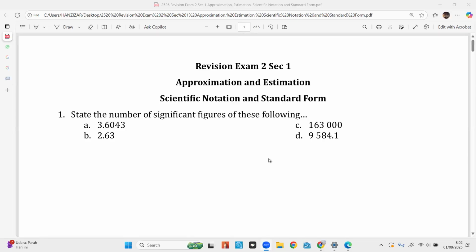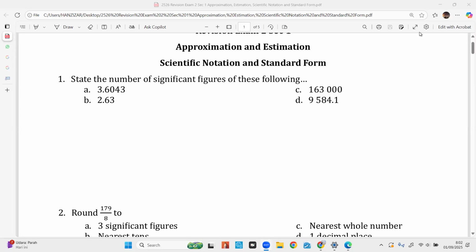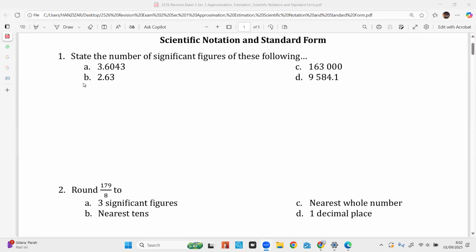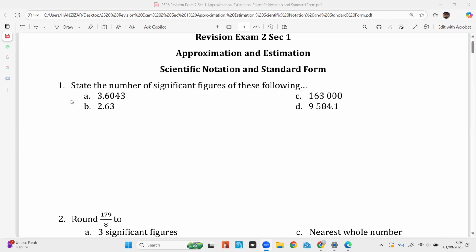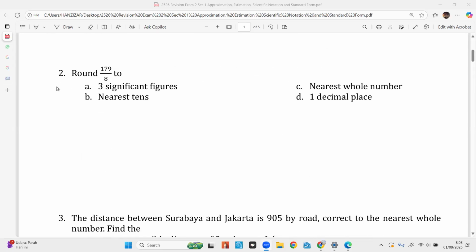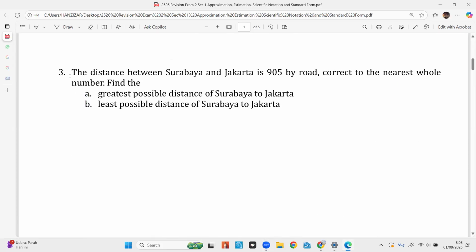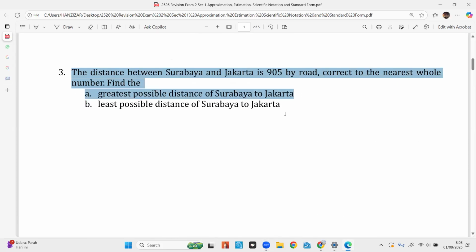Okay, guys, so today we are doing our revision for exam 2, secondary 1 for the topic approximation and estimation, and for the additional topic scientific notation and standard form. So, let's say for number 1, you are stating the number of significant figures of the following. And number 2, you are rounding the number to these numbers that you need to know later. And 3, it's about the scientific notation.